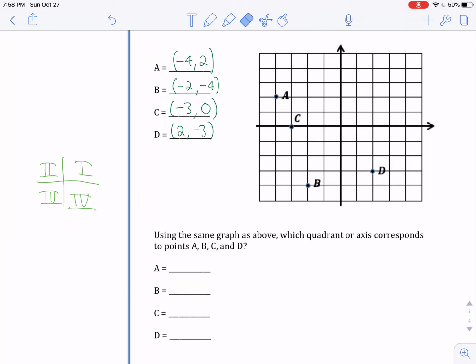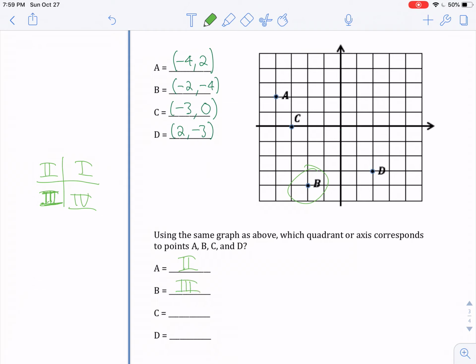All right, so where is A? What quadrant is A in, do you think? Hopefully you guys said 2, because 2 is correct. What about B? B is -2, -4. It's down here. That's quadrant... why? This looks like a V. This is a 3 over here, by the way. It looked like IV there for a second, but this should be quadrant 3, the lower left.